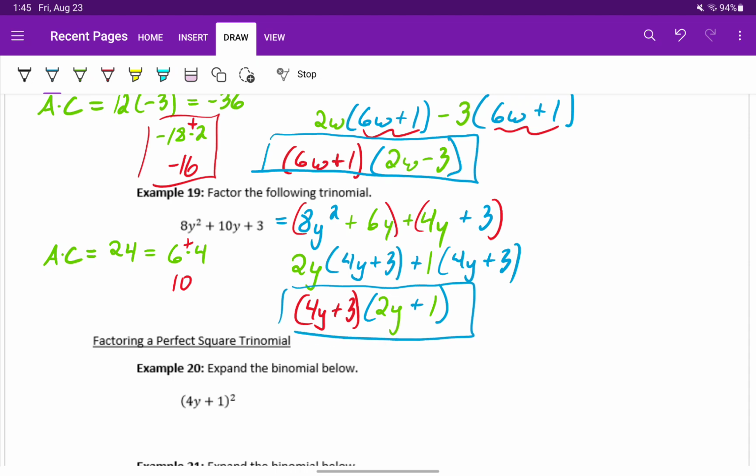Again, on quizzes, on exams, really anytime, it's a great idea to then FOIL, expand out the product of those two binomials, and make sure you get back to the problem that we started with. It doesn't tell you where you made a mistake, but it's a great way to check and see if you made a mistake somewhere along the way.